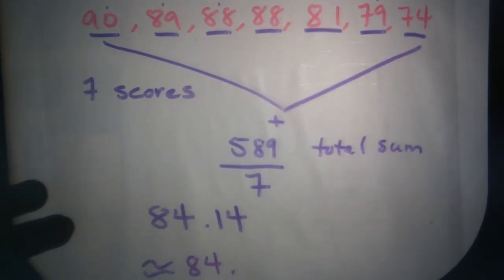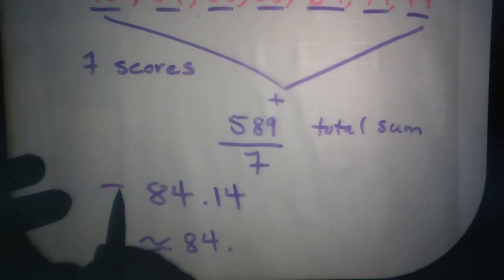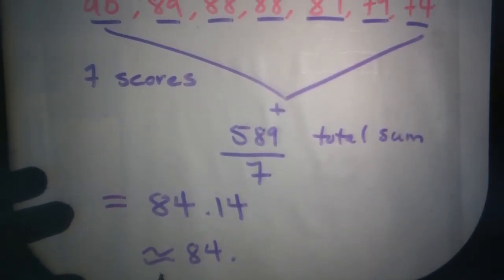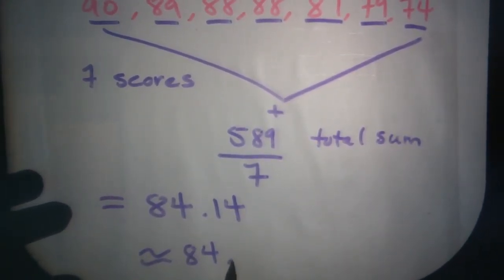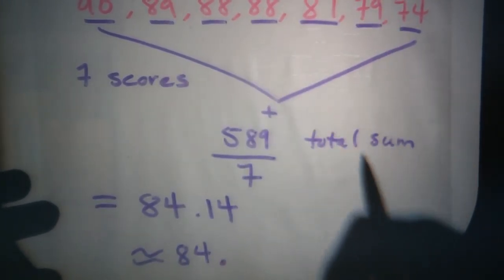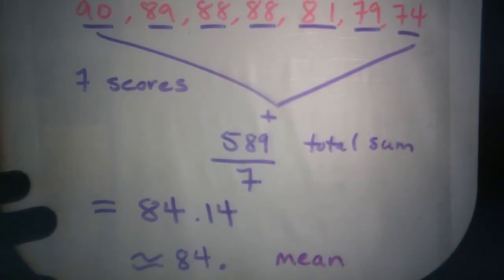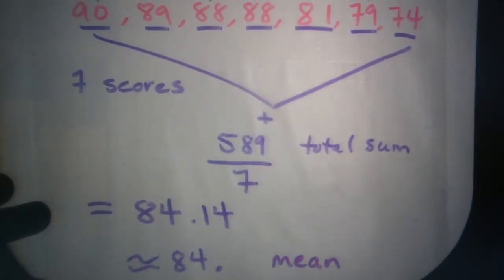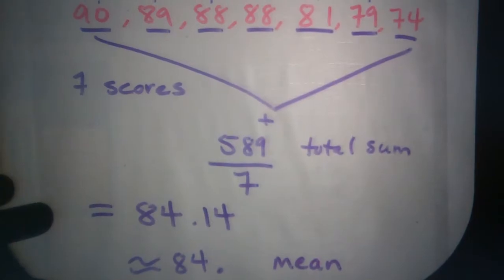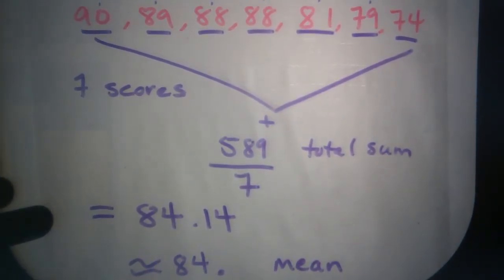Alright, remember our squiggle. It means not quite equal to, but approximately. If we round, it's 84. So our mean or average is 84. That's our mean or average score in the class. Out of 7 scores, our average score was 84.